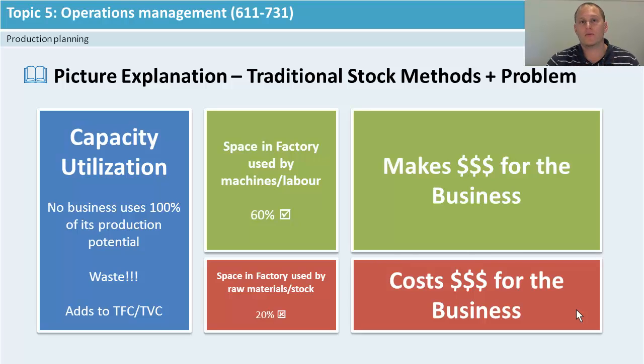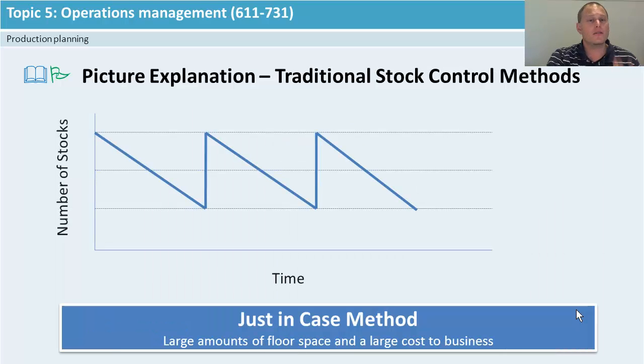This is one of the problems with traditional stock and just-in-case methods. There's nothing wrong with just-in-case, but there was an idea that that space could be used for other purposes and make the business more efficient. So this is what it sort of looked like.